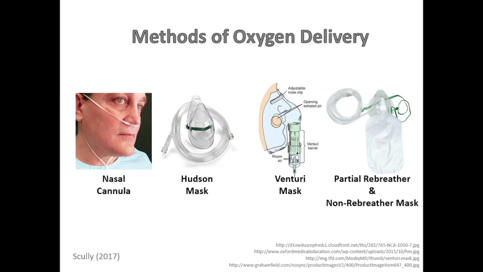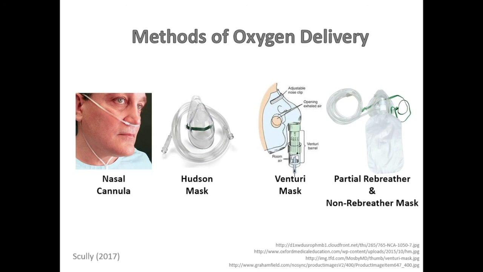Now, the very last one is a partial and a non-rebreather. I'm not going to go too much into these because you'll see them in your labs, but these are to try and deliver a much higher concentration of oxygen. So I've tried my nasal cannula, the SATs didn't improve. I've tried a Hudson, that didn't improve. I've now gone to a partial or a non-rebreather, and that is the most I can do for non-invasive oxygen delivery.